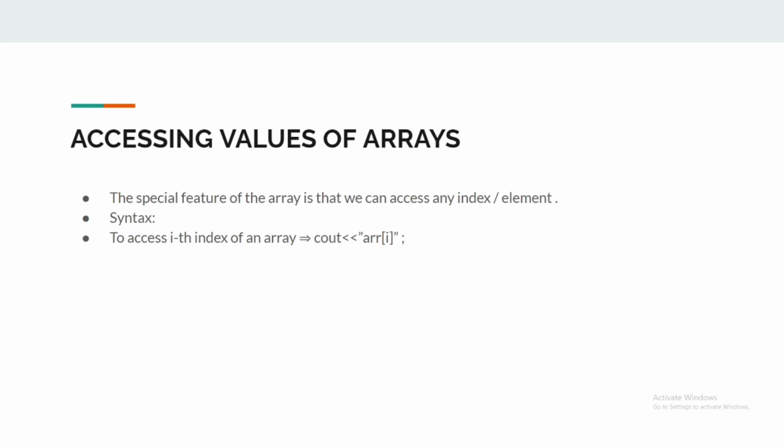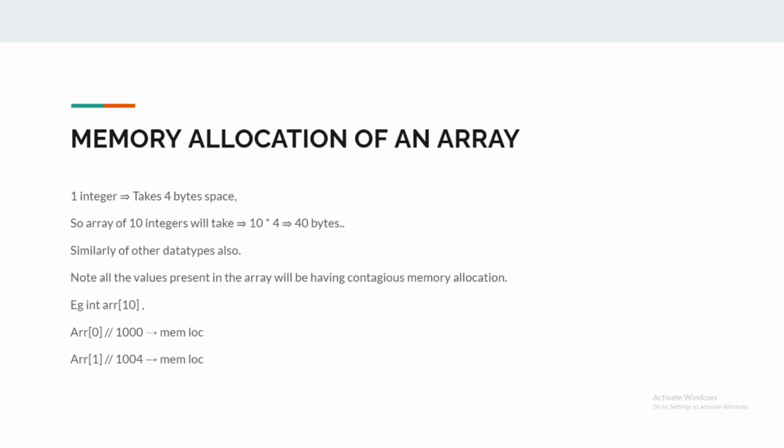We have seen how we can access an array. Now a special feature in an array is that we can access any element directly. Suppose you want to access the 4th indexed value, you can directly do cout arr[4], right? You do not have to traverse from the 0th index till the 4th index, right? So that is a very good part. Arrays can be used to save a lot of time because we can directly go to that particular element, right?